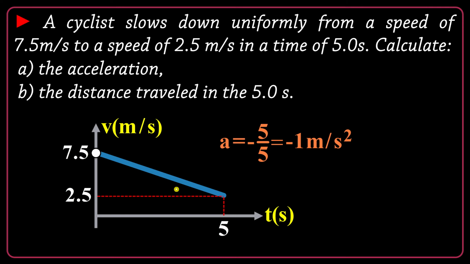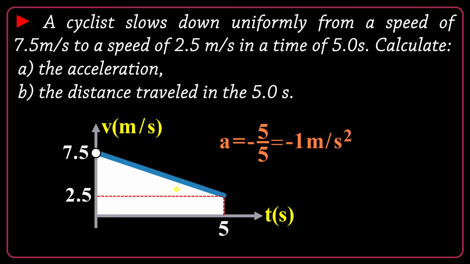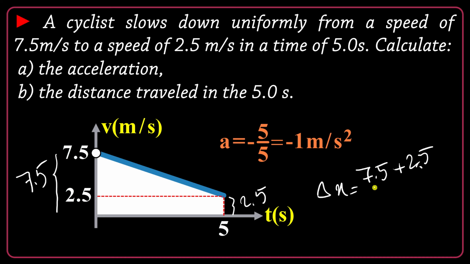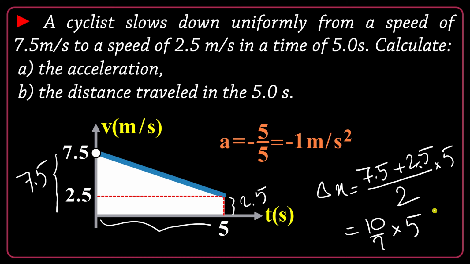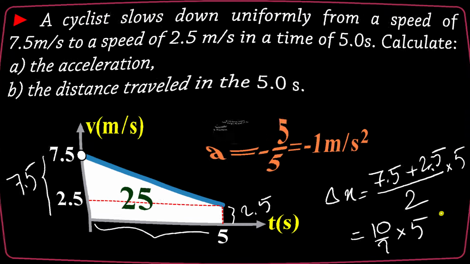The distance traveled is the area under the graph from 0 to 5. It's again a trapezoid. Large base is going to be 7.5. A small base is 2.5. So delta x will be 7.5 plus 2.5, large base plus small base times the height. Height is 5, divided by 2. So it seems to be 10 over 2 times 5, so it's 25. 25 meters of displacement in the first 5 seconds.